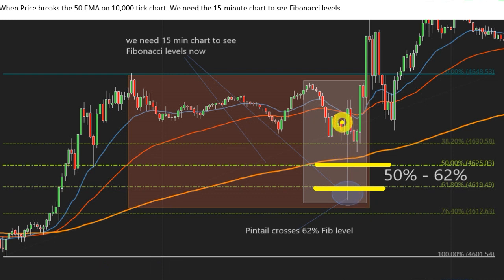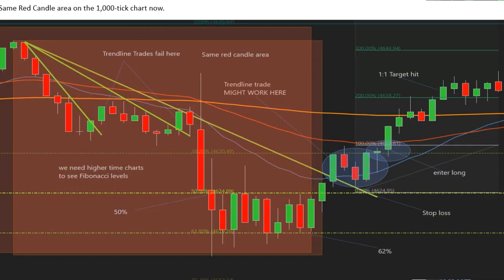And you can see how close to dangerous that is, because on the 15-minute, the 20 does cross below, but we're not using the 15-minute to tell us the direction. We're using the 10,000 tick chart. Okay, that's what we're using. So let's go back over and look at the 1,000 tick chart when this takes place.